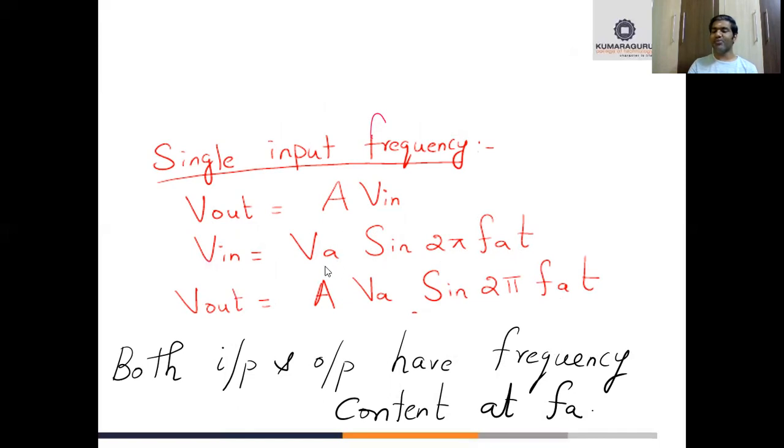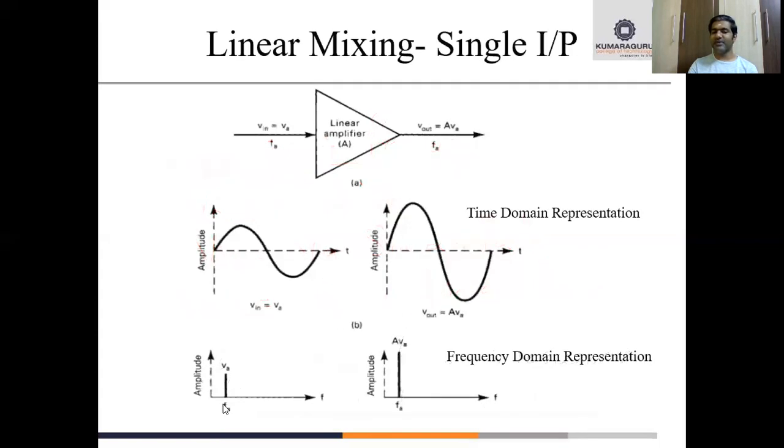On your input side, your voltage is VA, whereas on your output side, your voltage is gain times VA. So that is what this figure shows. At frequency FA, you have VA, and at frequency FA on your output side, you have gain times your voltage. So this is nothing but linear mixing at your input side with a single frequency.